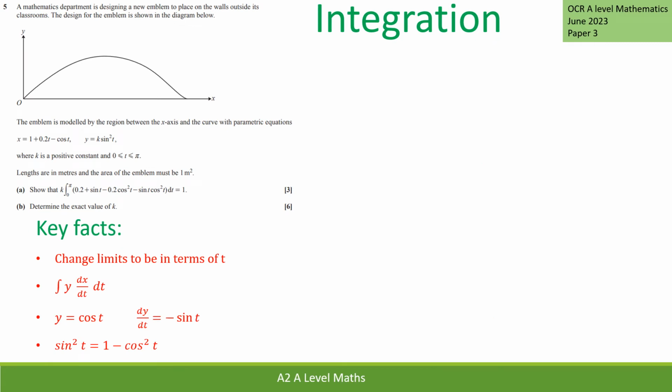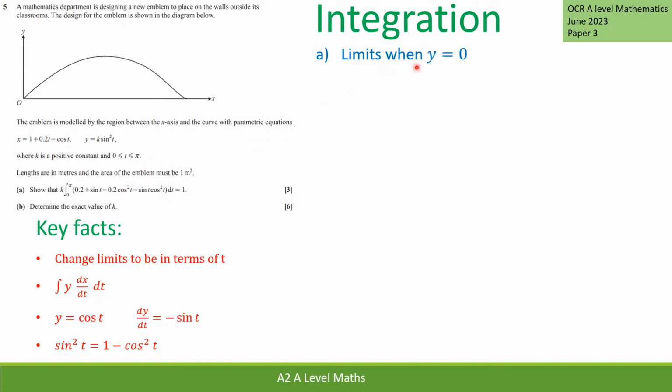Now for part A, the key facts you're going to need are written down here on the left-hand side. So these are the bits we're going to need to be able to show that this expression here is equal to 1. So to start with, we're going to look at the limits. We're going to change these limits to be in terms of t. Now you can actually see it says it's between 0 and pi, but we're just going to clarify why it is between 0 and pi.